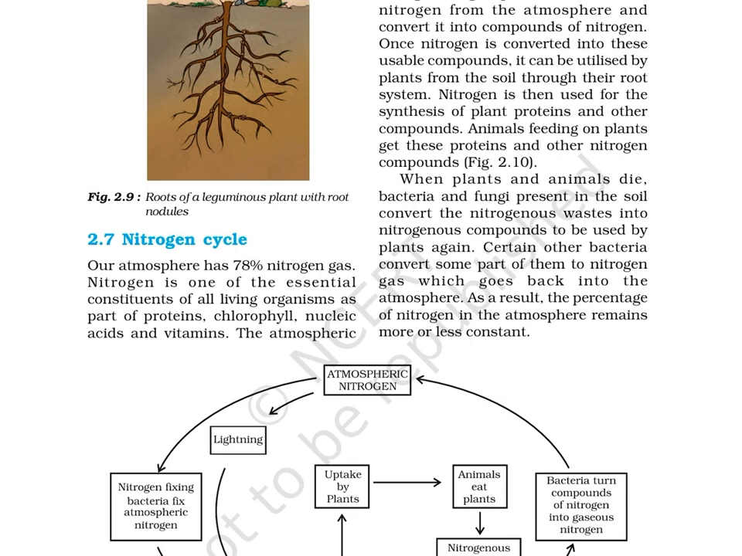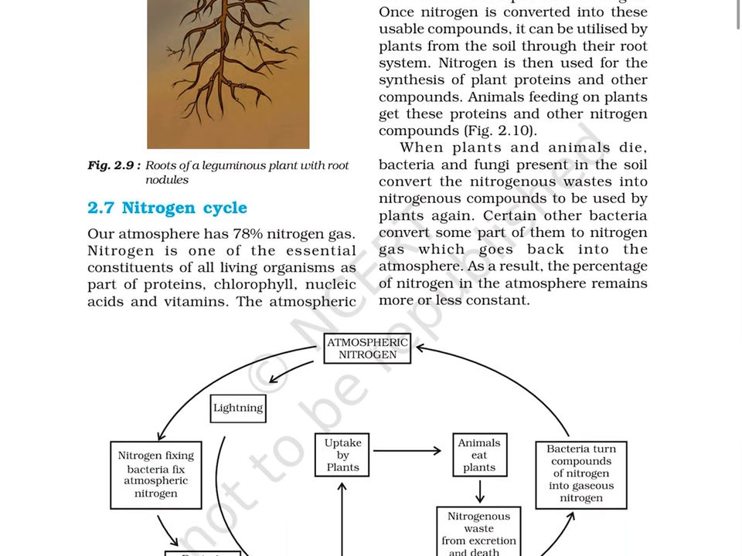To begin with, we have atmospheric nitrogen. Then nitrogen-fixing bacteria fix atmospheric nitrogen. Bacteria in turn fix nitrogen into nitrogenous compounds. Then compounds of nitrogen in the soil. The bacteria turn compounds of nitrogen into gaseous nitrogen, which in turn becomes atmospheric nitrogen.